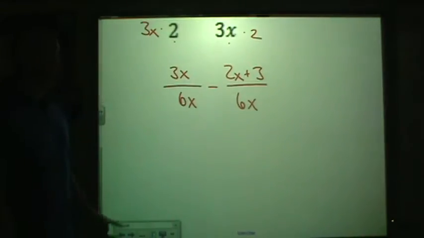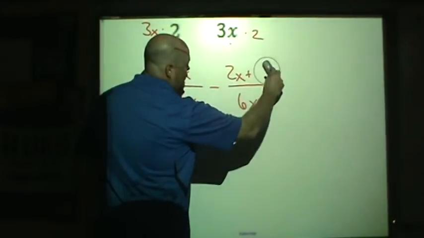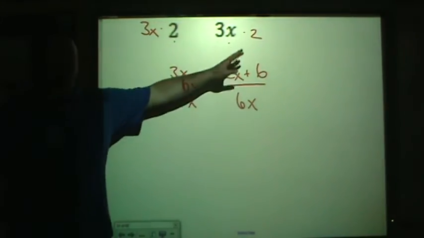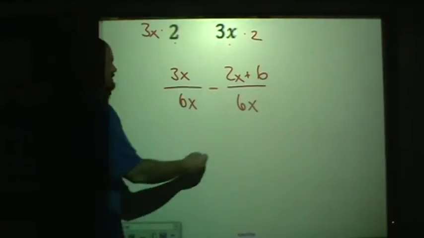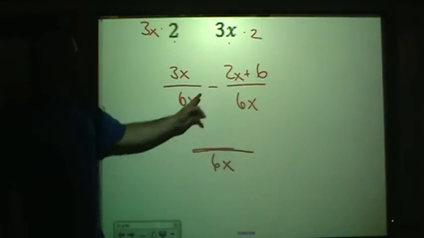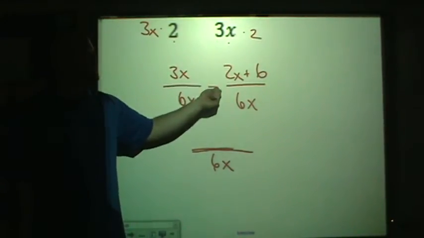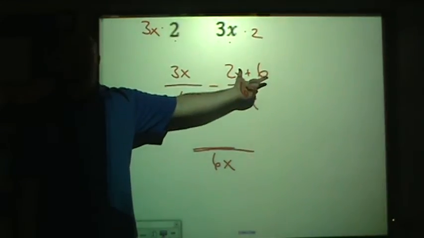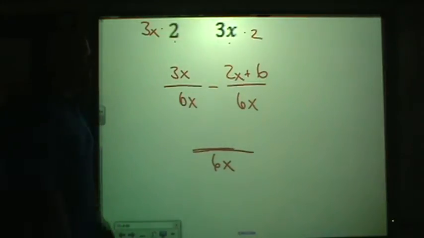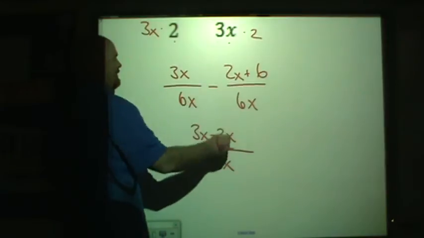Now, 2x plus 6. I'm subtracting a binomial. I'm subtracting these two fractions. I want to have them both written over 6x, but I'm subtracting this. If for lack of a better word, I'm taking the opposite of the numerator. That's what a negative fraction is. You can take the opposite of the numerator. So I'm subtracting 2x, but I'm also subtracting 6.